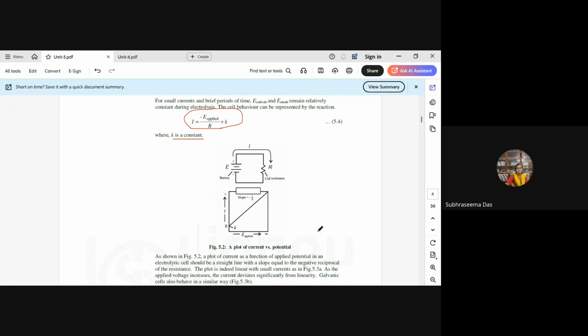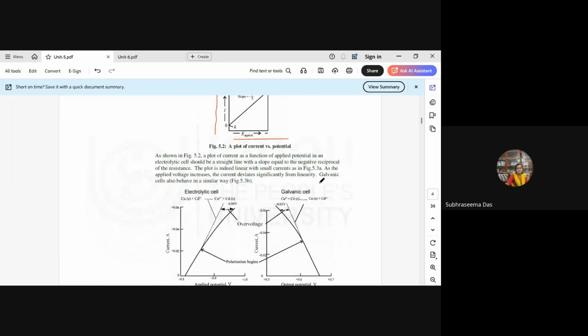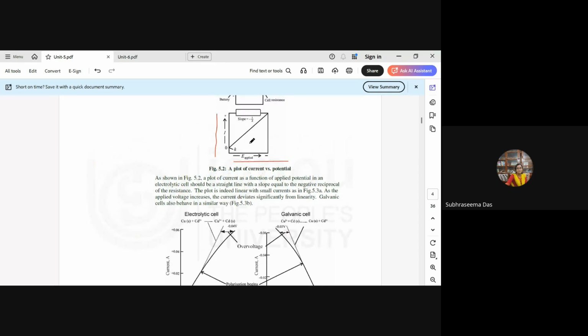Now in figure 5.2, a plot of current versus potential has been shown. Here in the x-axis we see E, and in the y-axis we see the current I. As shown in figure 5.2, a plot of current as a function of applied potential in an electrolytic cell should be a straight line with a slope equal to the negative reciprocal of resistance.